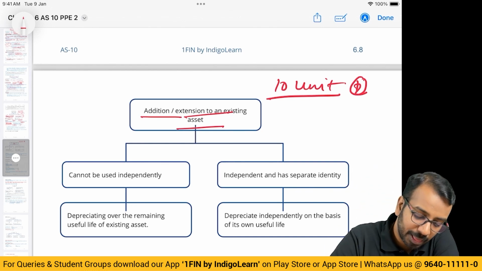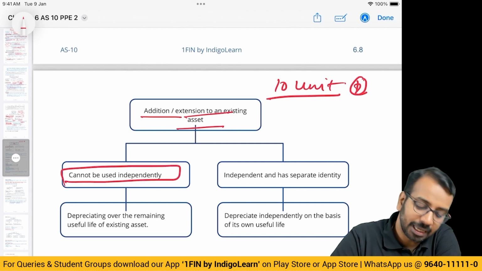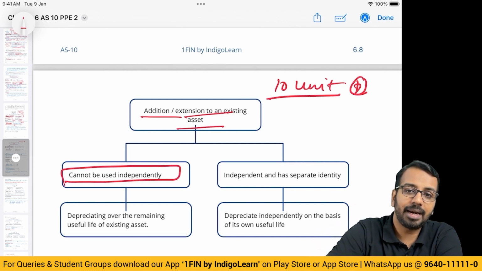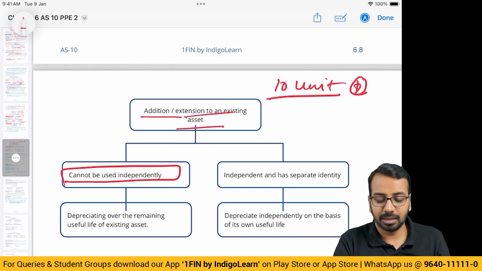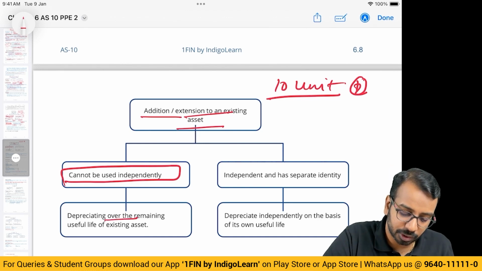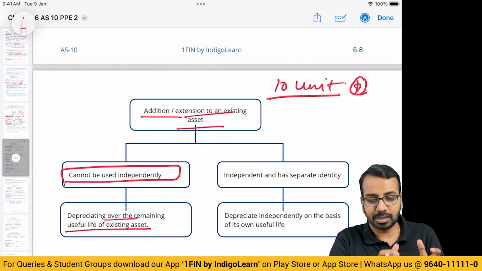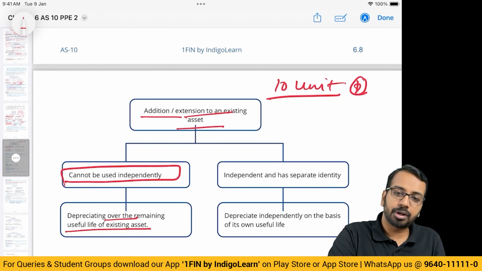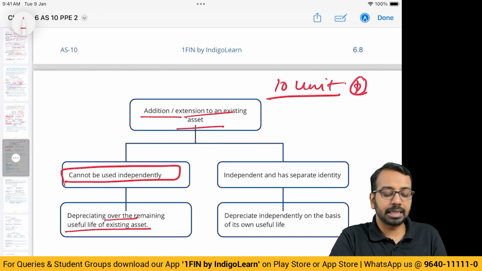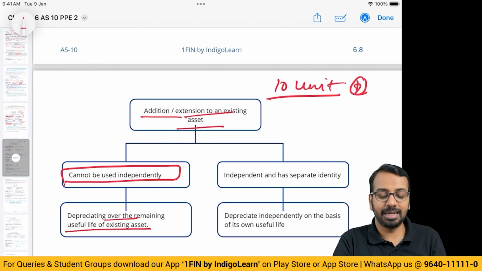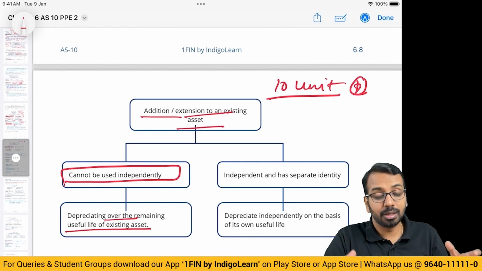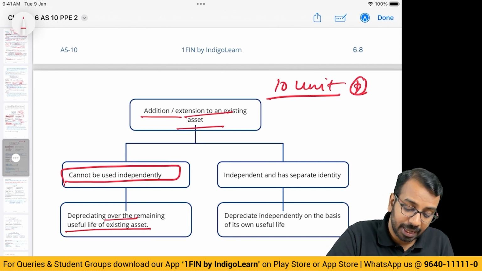First thing is, if the new unit that we have added cannot be used independently, then I should depreciate it over the remaining useful life of the existing asset. So let us say I have an existing machinery. I added one component to the machinery. That component can be capitalized, but that component cannot be used independently. If the component cannot be used independently, then what should I do? I should take that component and depreciate it over the remaining useful life.